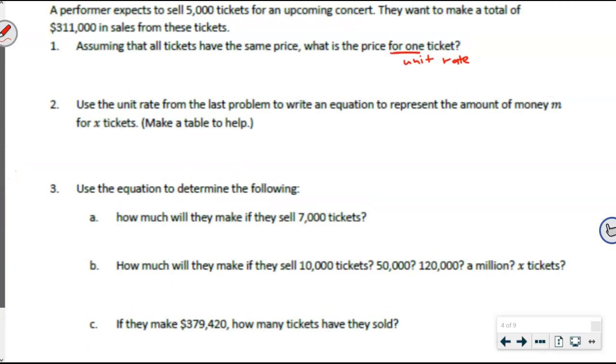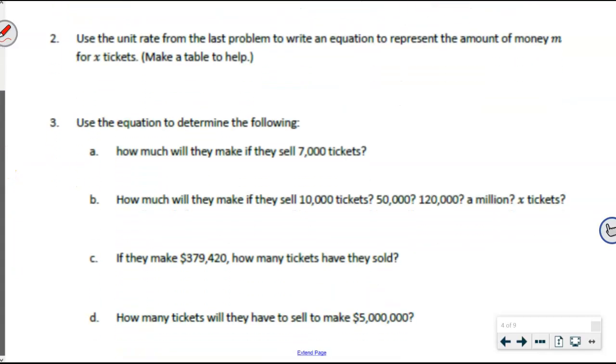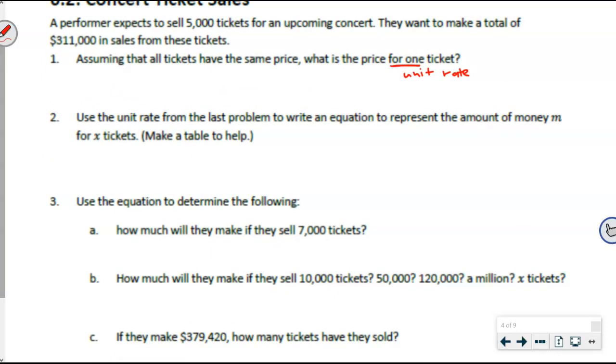If you have extra time and are getting bored, then answer all of the parts of question 3. But what is that unit rate? What is the price for 1 ticket? And how does that help us write an equation? With your groups, ready, set, go.